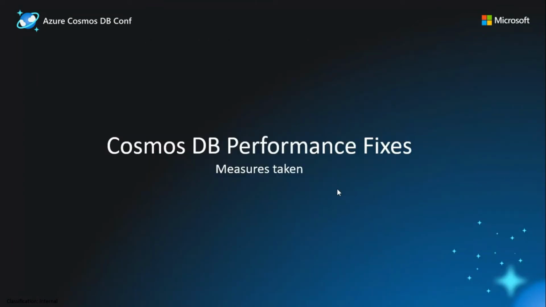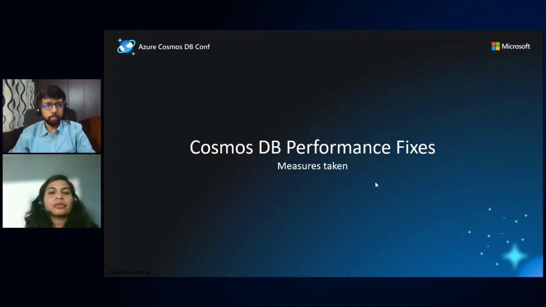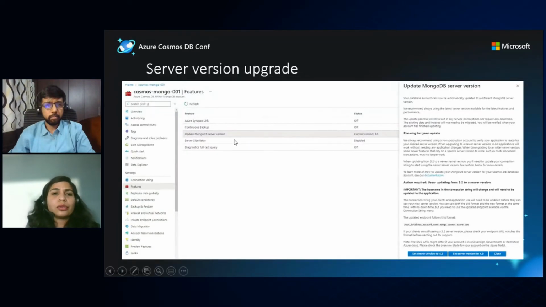Next, I'll go to what performance measures we took to fix our application performance bottlenecks. So the first thing that comes into the picture is server version update. When you create this Mongo Cosmos DB version, there might be a possibility that, like for us when we created it for the first time, the version available was 3.6, but later on, as our application was still under dev, the version got upgraded to 4.2.